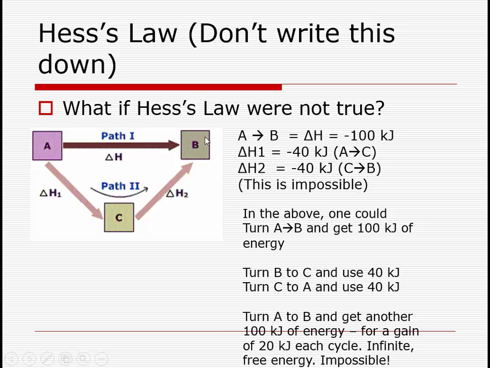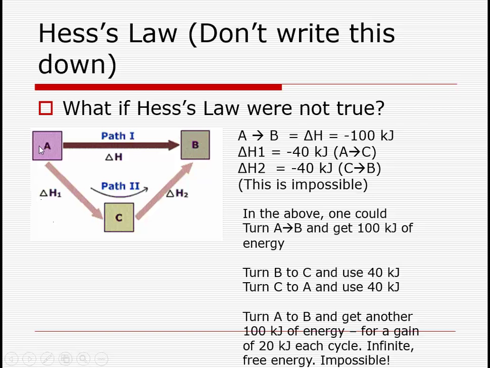I could turn A to B and I would get energy out of that. I would get 100 kilojoules worth of energy that I could use and I could do stuff with. Maybe generate electricity, run a car, or whatever. And then once I had B, I could turn B into C. So remember, this is supposed to be 40 here. But when we reverse it, it's positive 40. So I would spend 40 kilojoules of energy to get to C.